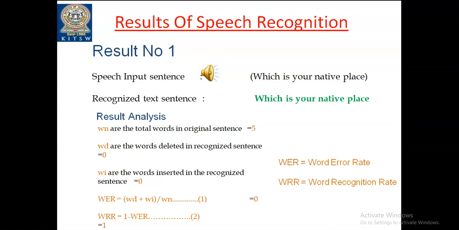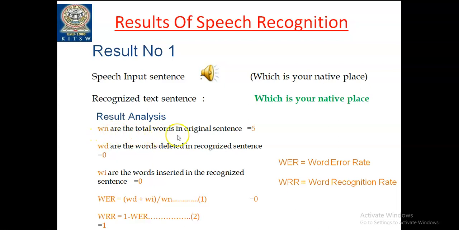So now we need to do the evaluation process, that is word error rate. We need to evaluate the performance measure. So the speech input sentence is which is your native place, and the recognized text sentence is which is your native place. There is no ambiguity at all. Whatever words are spoken by the speaker, the ASR has understood, and the same thing we are getting in text format. So in this example the word error rate is 0. But how are we calculating?